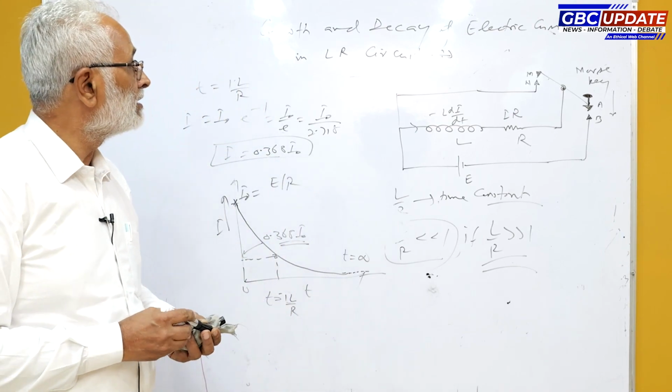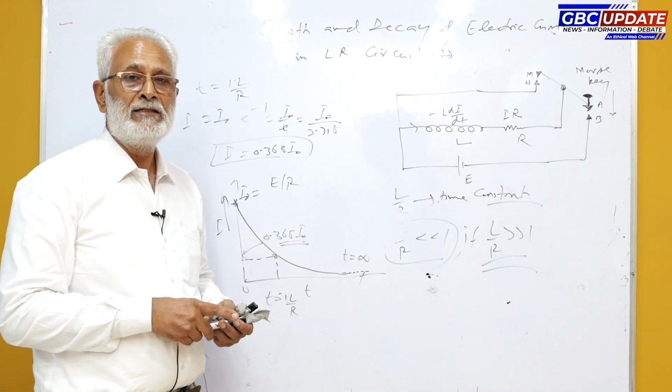Thank you, beta. This is all about the growth and decay of electric current in the LR circuit.